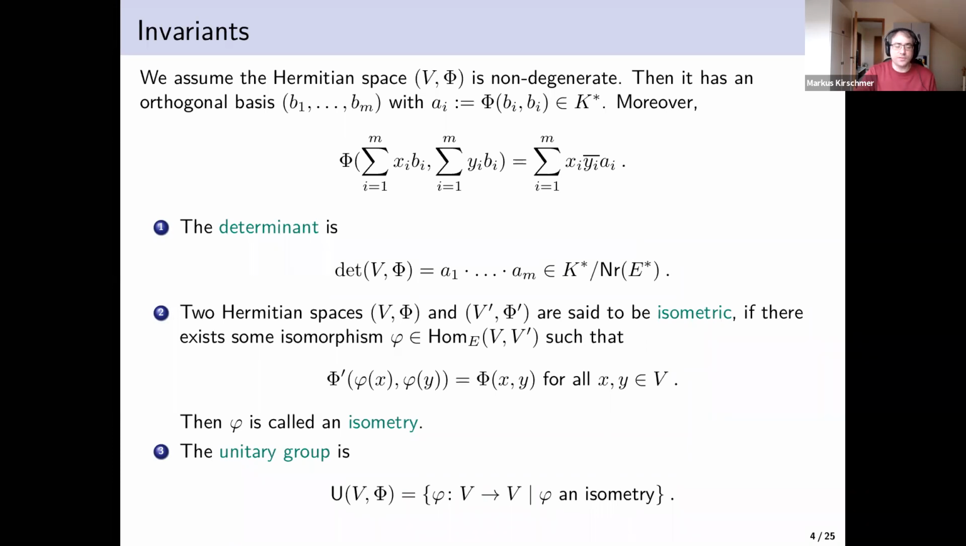Now, we say that two of these Hermitian spaces, V and V prime, are isometric if there's an E-linear map from V to V prime that respects the forms, which means that the inner product of X and Y is the inner product of the images for all possible X and Y. And then such a map phi is called an isometry.